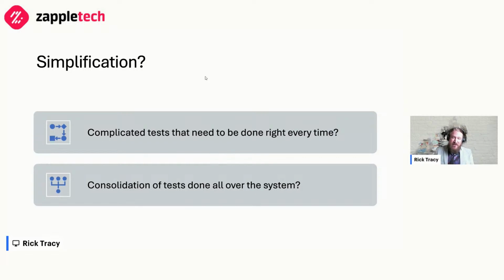Are you trying to simplify? Is it a complicated test that needs to be done right every time? Is it a consolidation of a bunch of tests that are done every time all over the system? All of these are good reasons to automate, but you need to know what yours is. If you don't know why you're building it, then I'd say stop, figure that out, and get back to it, because you don't know if you've been successful if you don't know why you're doing it. So be sure you know why you're automating before you start.